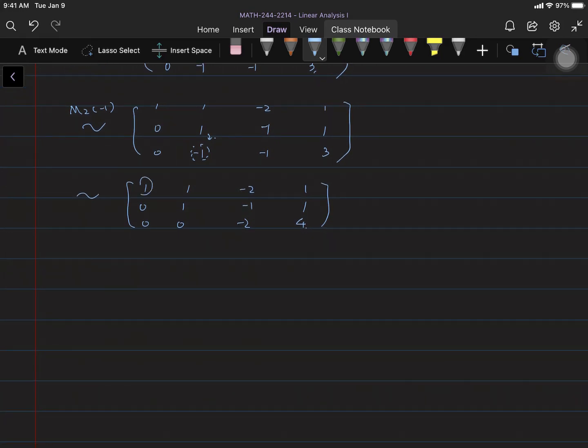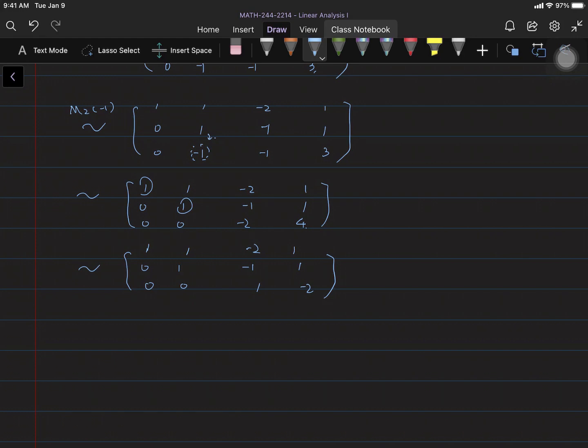Almost row echelon. I have leading 1s, but here I need a 1. Okay, so how to make that into 1? Just the last row divide by -2. So 1, -2. That's all. So 1, 1, -2, 1, 0, 1, -1, 1, 0, 0. So this is the final answer for this problem.